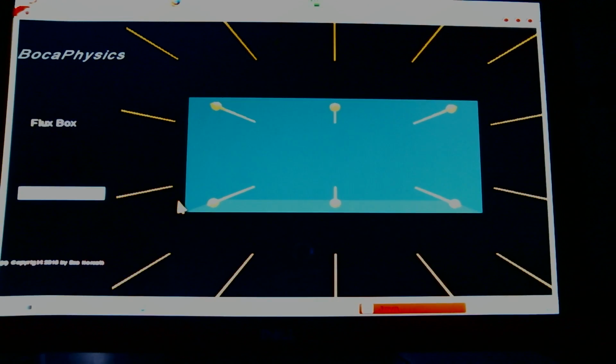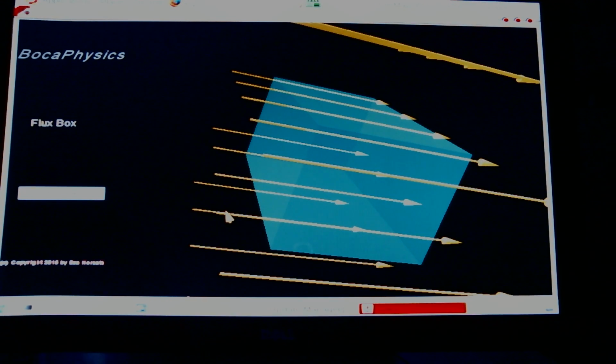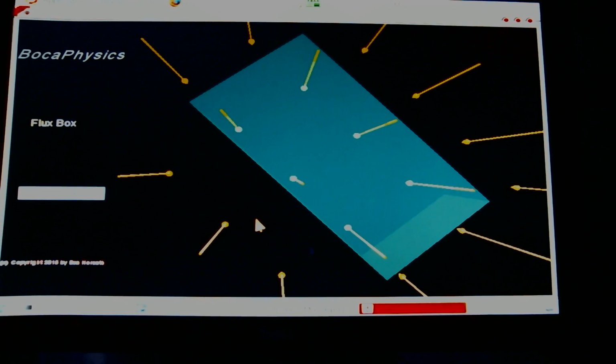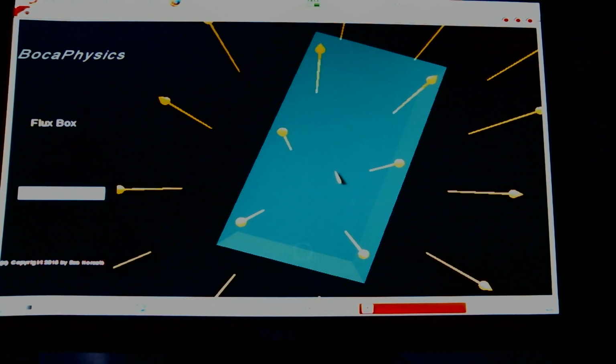In this next simulation, electric field lines pass through a box. Again, only the electric field lines that pass through the box contribute. But in this case, they pass into the box and they pass out of the box. Hence, the net flux is 0. Only if there were a source inside of the box would you have a non-zero flux.